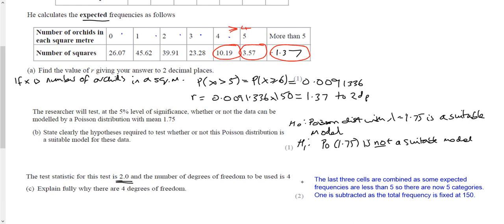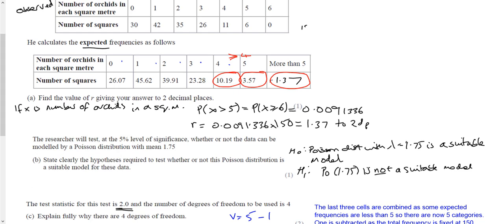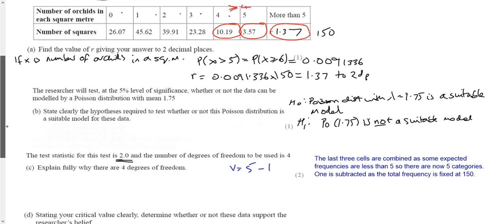But then the degrees of freedom was actually 4. Well, the degrees of freedom is 5 minus 1, because we always subtract 1, because the total frequency has to stay the same as we did to start with. The total frequency here was 150, so it still has to be 150 with what I expected, so that's fixed.